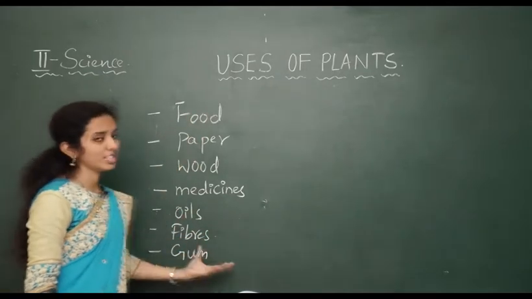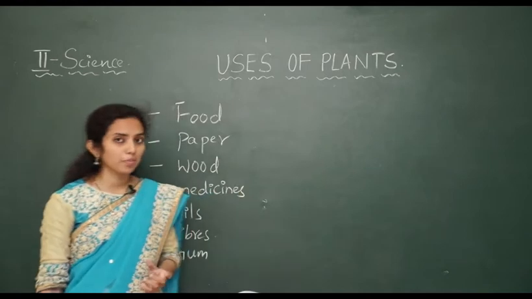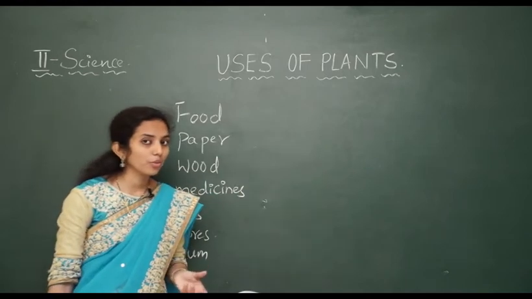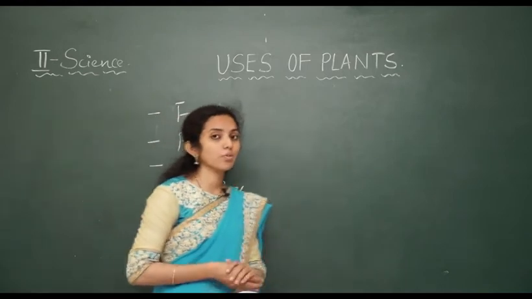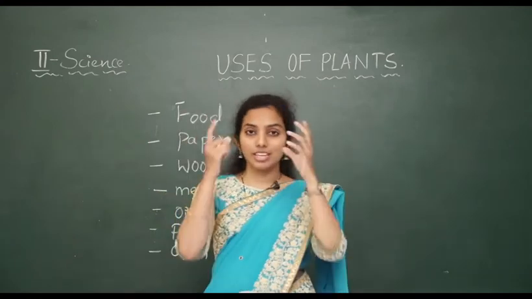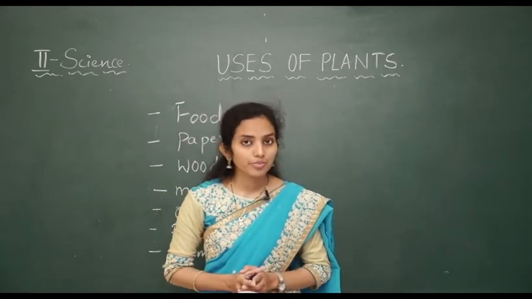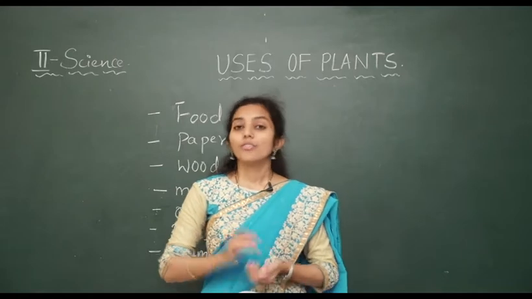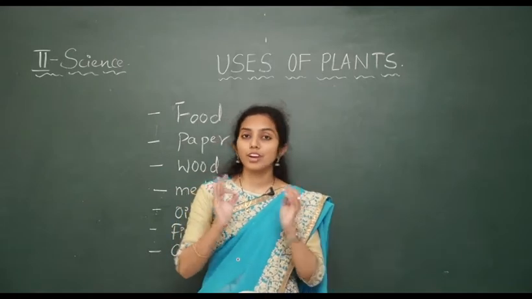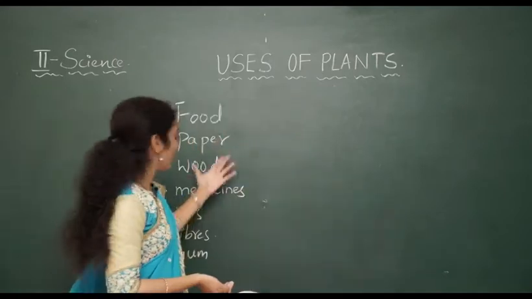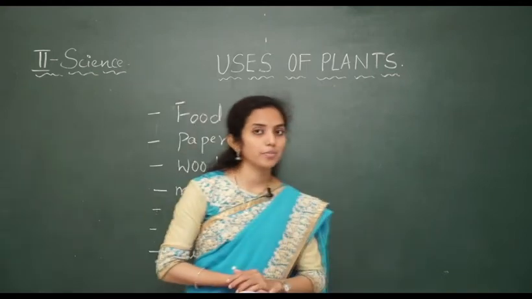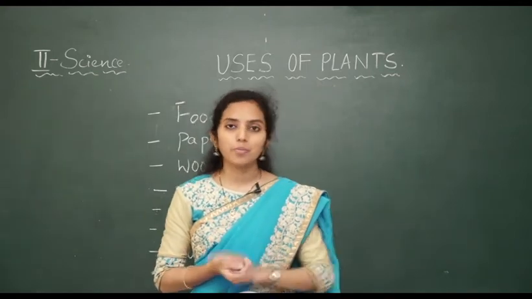Do we get all these products from the same part of the plant? Is it so? Or all the vegetables, do we get them in the same manner or on the same part of the tree? Is it so? No. Different products, different fruits, different vegetables are obtained from the different parts of the plant.